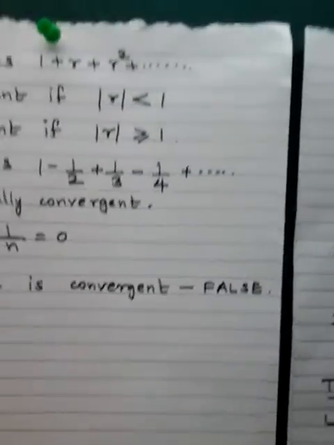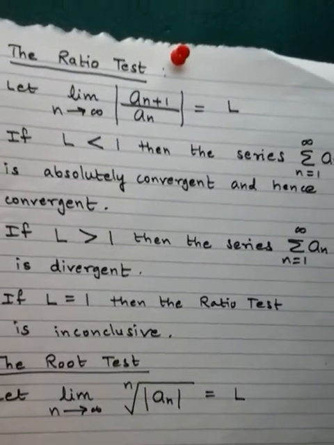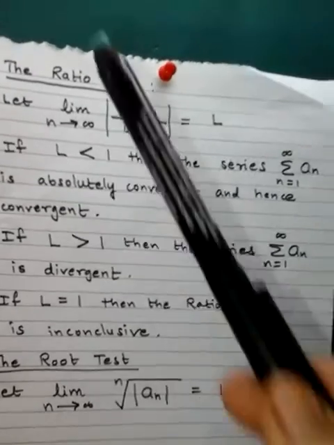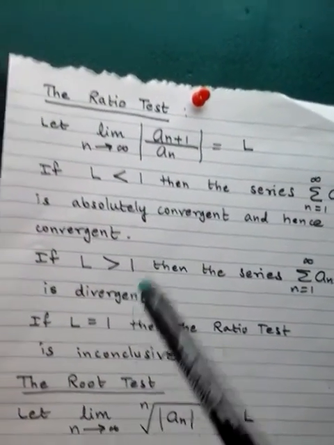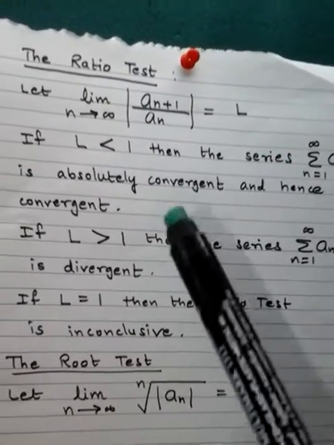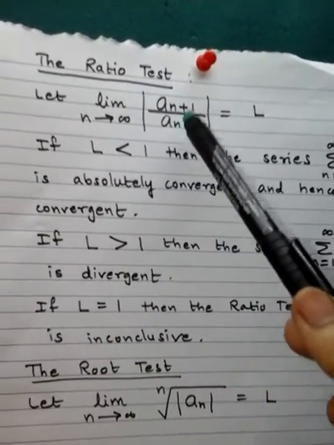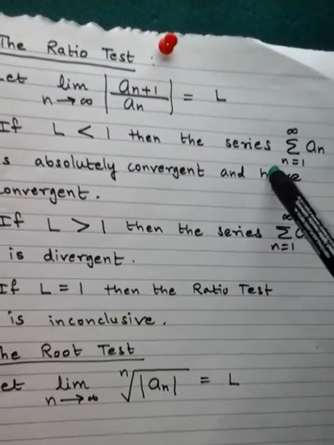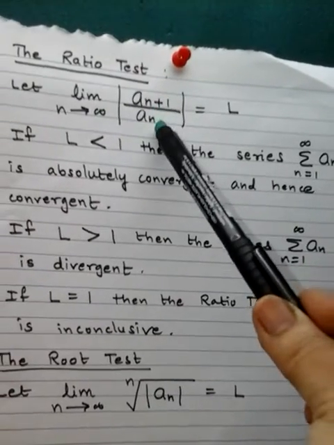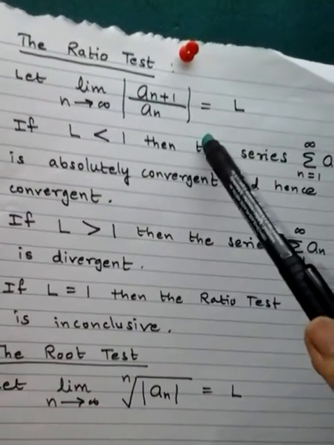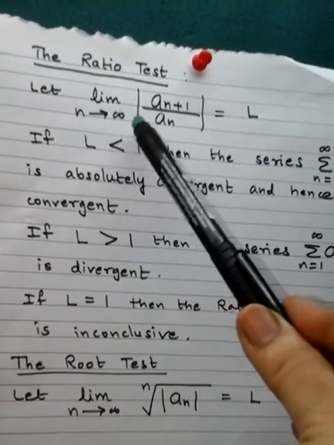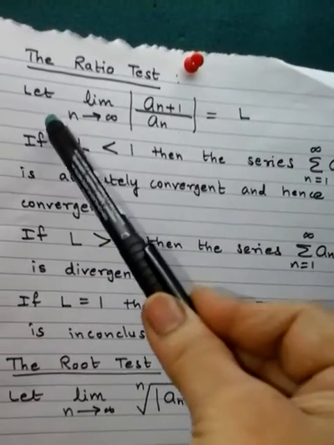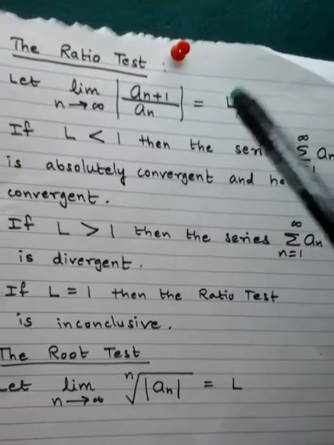Please note that. Now you have two tests which we have done almost at the end of the lectures. One is ratio test and the other is root test. The ratio test: you are given the series summation an, you take n plus 1th term, divide by nth term, take the ratio, modulus, and take limit n tending to infinity. So what is L? Limit of mod of an plus 1 upon an, as n tends to infinity, is L.